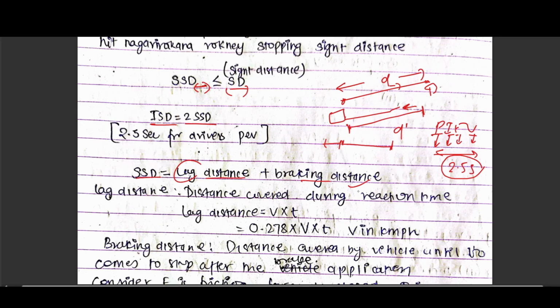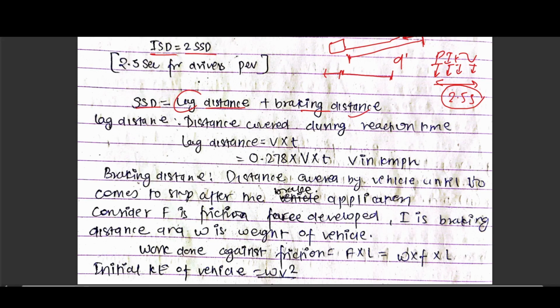How much distance will my vehicle take to stop after I apply the brake is known as the braking distance. So what will be the distance covered during the reaction time? That is lag distance equals v into t. It is very simple. If v is in meters per second, and we convert it into kilometers per hour, it will be 0.278 into v into t, where v is in kilometers per hour. And what is the braking distance? Braking distance is the distance covered by the vehicle until it comes to a stop after application of the brake.